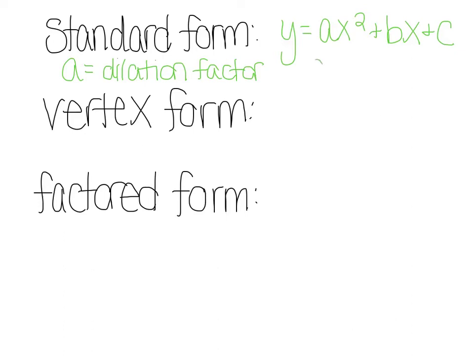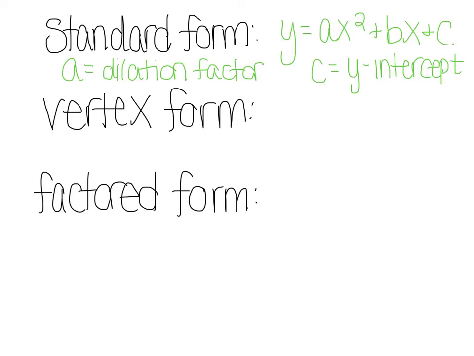The other thing to note is c. C in this case is always going to be the y-intercept. So if you're ever asked to find the y-intercept and you're given standard form, it's just going to be the number c. The next form we have is vertex form.